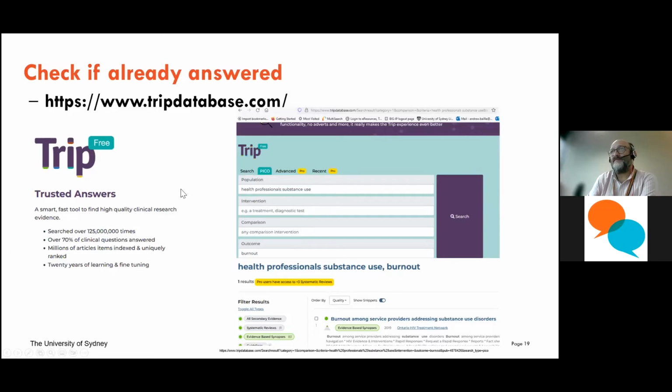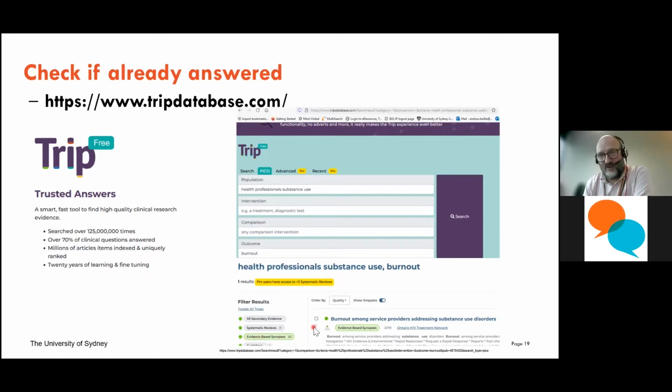You can see, I might just change my pointer. So hopefully you can see here in the P for PICO, I've put health professionals substance use. Now, when I put that in, I was thinking, oh, actually, is this going to find me studies about health professionals using substances? It hasn't done that so far. I've left the intervention blank, and I have left the comparison blank, and I've put the outcome as burnout. So, one of the things that's popped up pretty quickly, one of the nice things about Trip for quick searching, is that it gives us these evidence-based synopses.